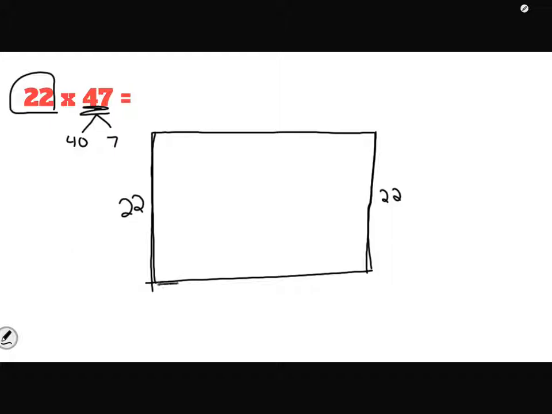And then I'm going to make my bottom part 47. But I decided to break apart 47, so I'm going to put my 7 over on the side. I'm going to make it pretty small because 7's a lot smaller. And then this is going to be my 40. Okay?